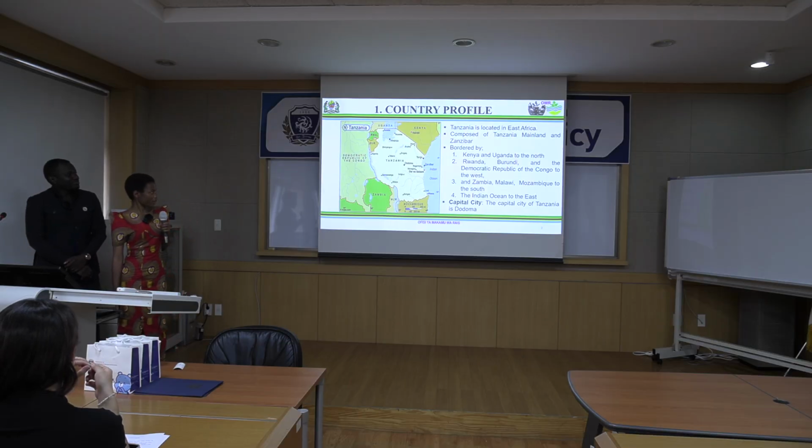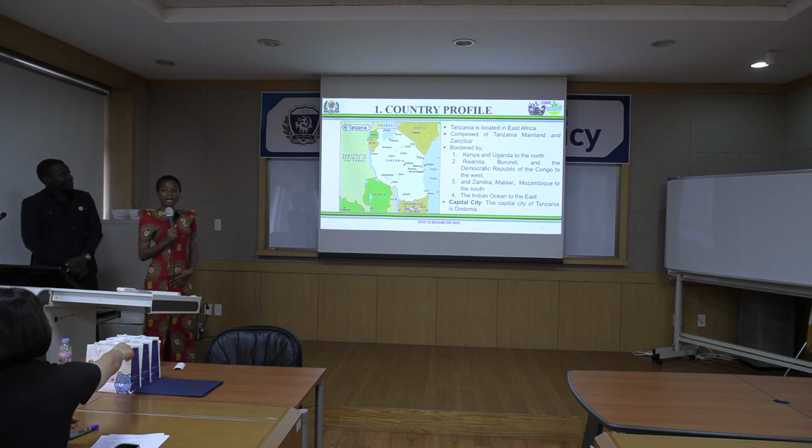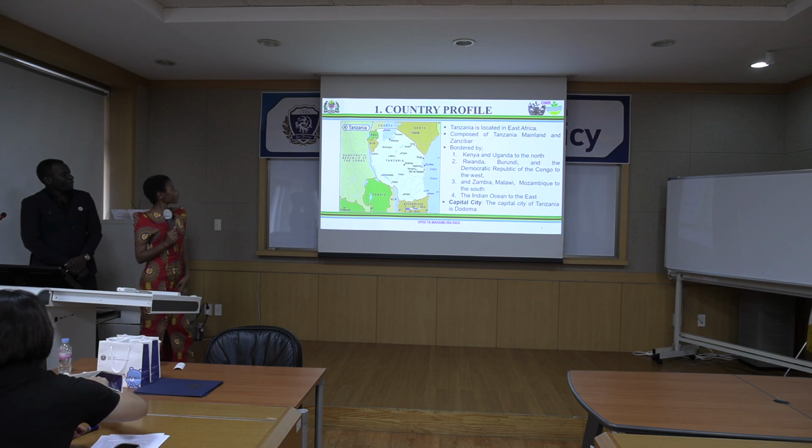Tanzania is among the African countries, specifically located in East Africa. On the north, Tanzania is bordered by Uganda and Kenya. In the west, it is bordered by the Democratic Republic of Congo, Rwanda, and Burundi. In the south, Tanzania is bordered by Zambia, Malawi, and Mozambique. And on the east, it is bordered by the Indian Ocean.